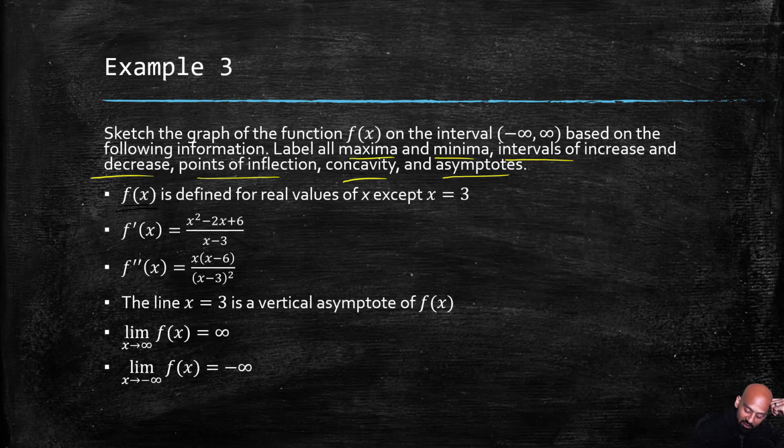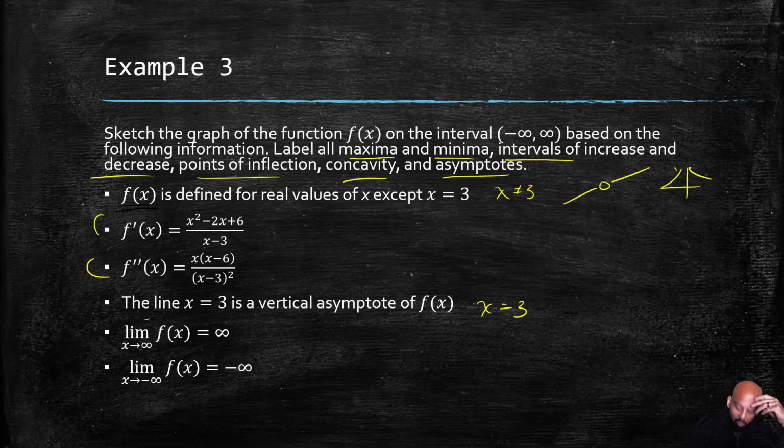f of x is defined for real values except x equals 3. So what they're telling you is that x equals 3 is not defined, and it doesn't know what to do. Now that could mean there's a vertical asymptote there, or it could mean it's a little pothole there. So it could be something like this, or something like that. But keep that in your head. These two I need for the sign charts of f prime and f double prime. The line x equals 3 is a vertical asymptote.